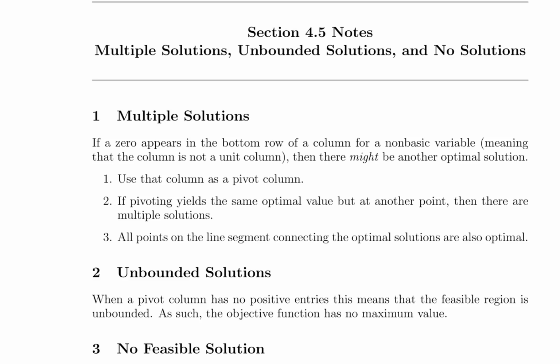Alright, let's go ahead and take a look at how we can determine, based on the tableau, if a linear programming problem will have multiple solutions, an unbounded solution, or no solution. And when I say no solution here, this would be because there is no feasible region. So we also call this no feasible solution because there's no feasible region.